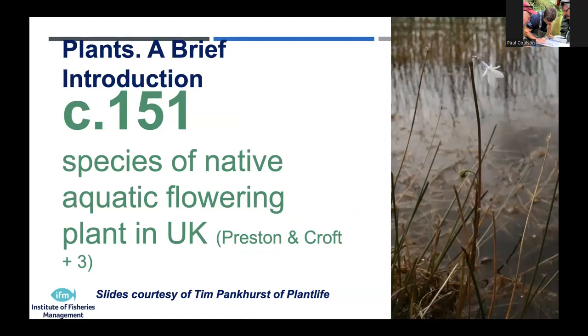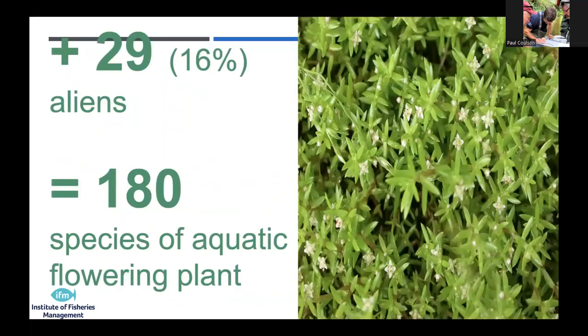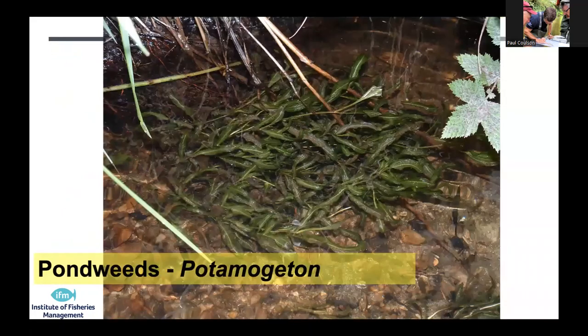And I admit some of these are very niche, living in very isolated spots. But yeah, there's lots. There's also 29 aliens, which I'm sure some of you have come across in your fisheries already. You've got things like New Zealand pygmyweed, Australian swamp stonecrop, Lagarosiphon. There's invasive ornamental lilies. There's a whole raft of these things, Azolla. We've got lots of them now that are becoming more and more common around the country. So basically, 180 species of aquatic plants.